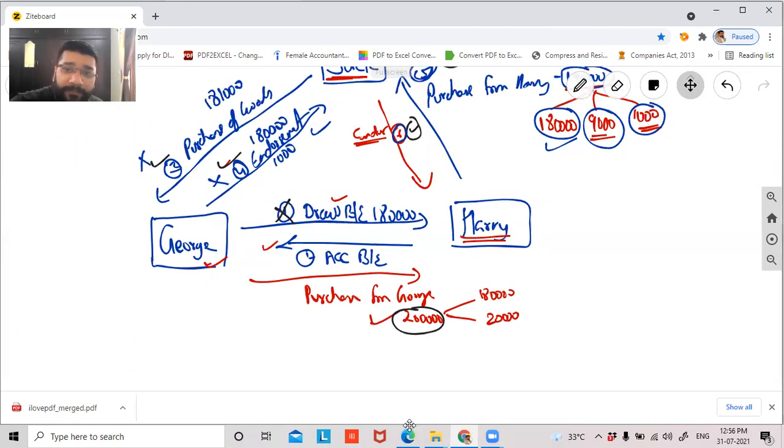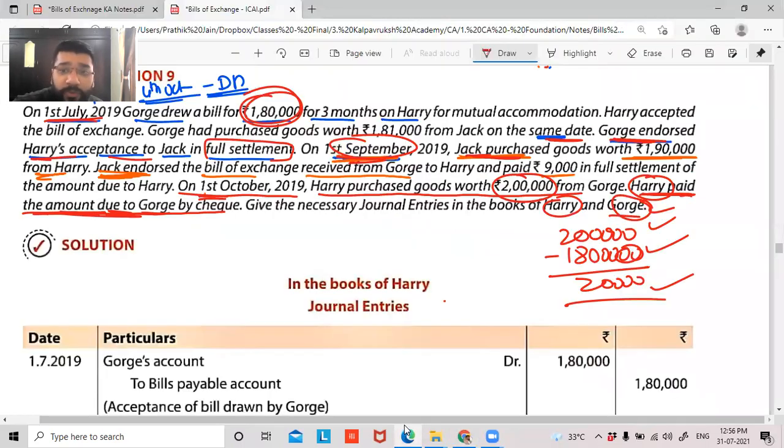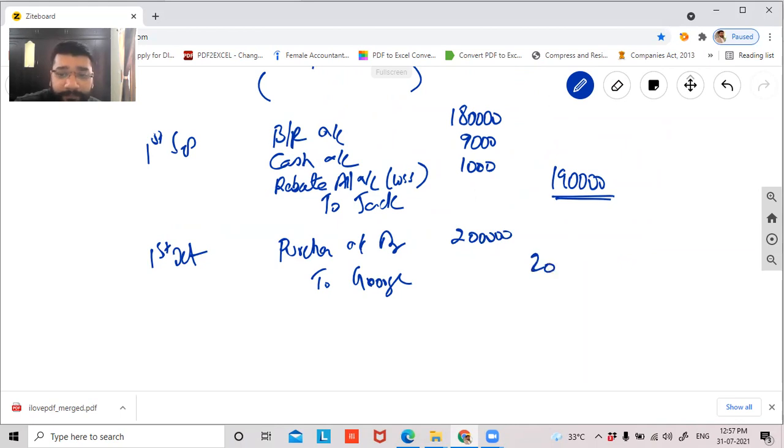Now tell me, guys, after this, what is happening? The seventh stage is where Harry is purchasing goods from Georgie. What will be the entry for purchase? When are the goods being purchased? The goods are purchased on 1st of October. Guys, you have to come in the order of the question, till the due date has not come. So on the 1st of October, purchase account debit to Georgie. 2 lakh worth of goods has been purchased.